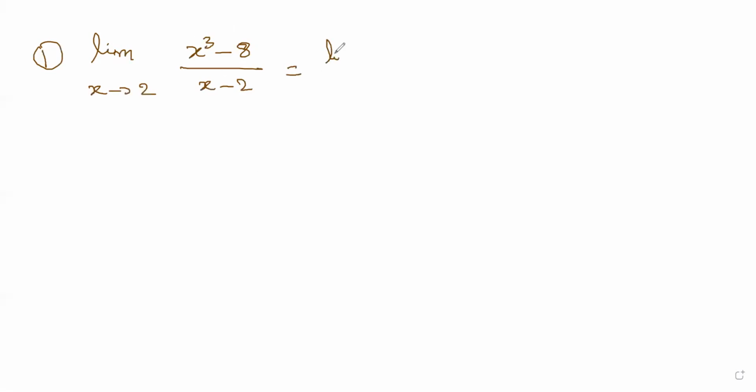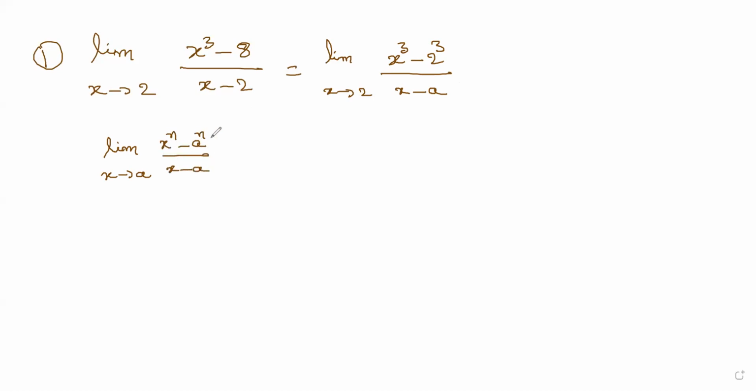This one is of the form like we can do like this. Limit x tends to 2, we can write this as x cube minus 2 cube divided by x minus 2. This is the form we have: limit x tends to a, x power n minus a power n divided by x minus a. We have turned this into the form where n value is 3 here. So the answer is n into a power n minus 1. The value of n is 3, the value of a is 2, whole power n minus 1. So 3 into 2 square, which is 12.